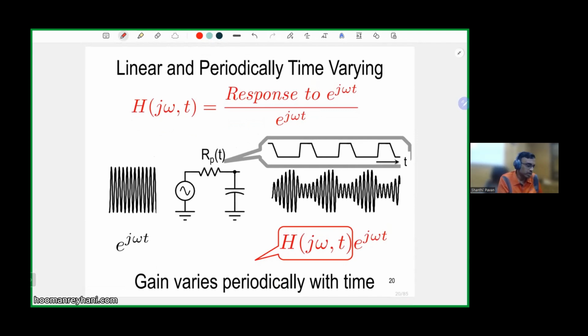And so this h of j omega comma t is the gain experienced by a sine wave at frequency omega as a function of time. Because the system's properties are varying periodically, it makes sense that the gain of the system also varies periodically. Does it make sense?